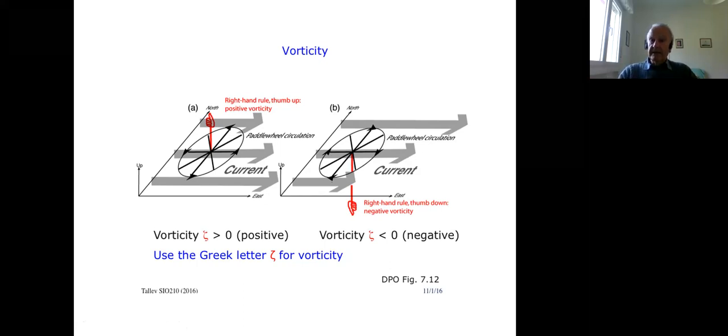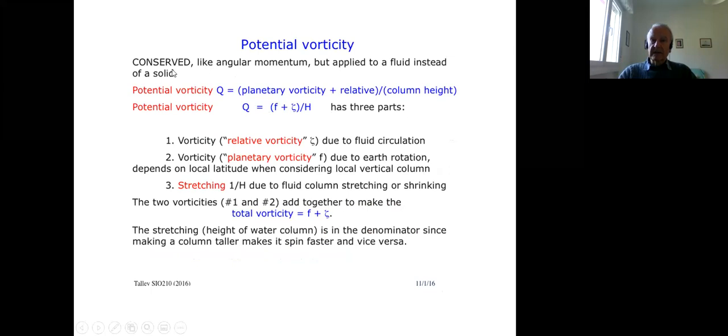And so that's the potential vorticity. It's like an angular momentum, but applied to a fluid instead of a solid. So you have the potential vorticity, which is planetary vorticity plus relative vorticity, divided by column height. So the potential vorticity is absolute vorticity divided by the height of the water column, by the depth of the water.